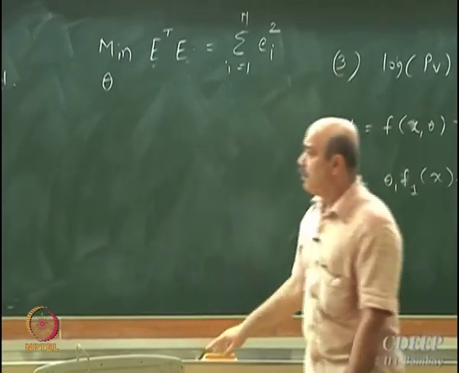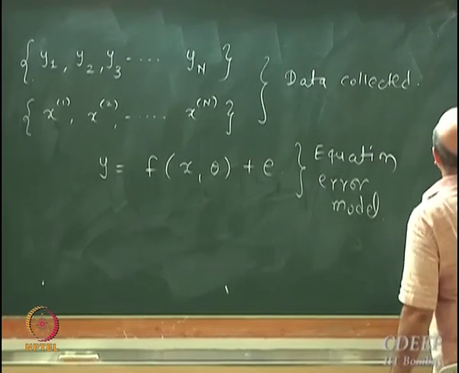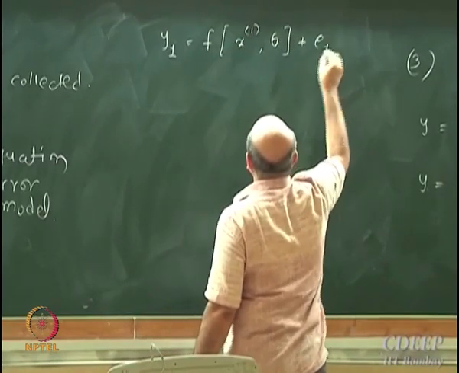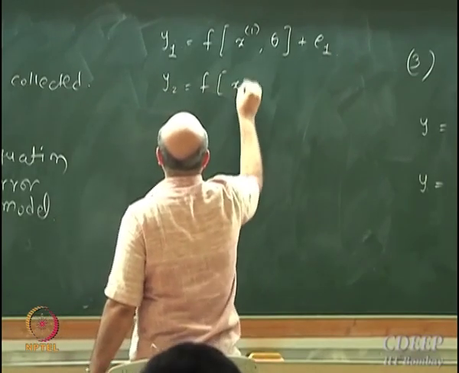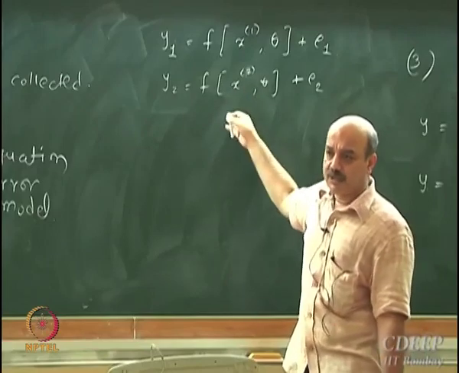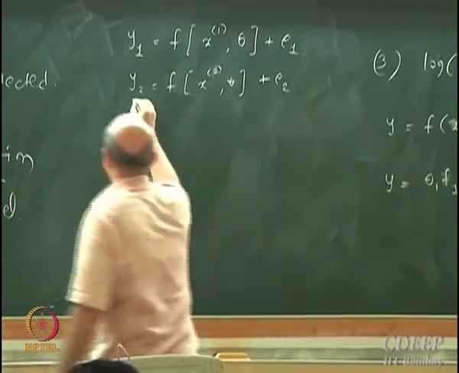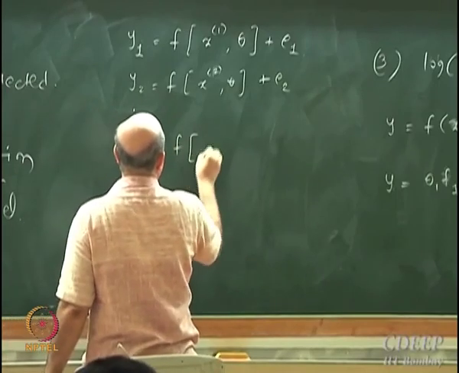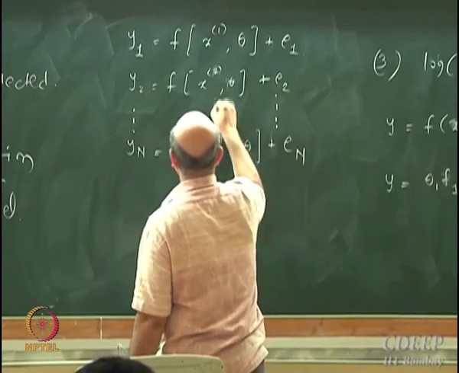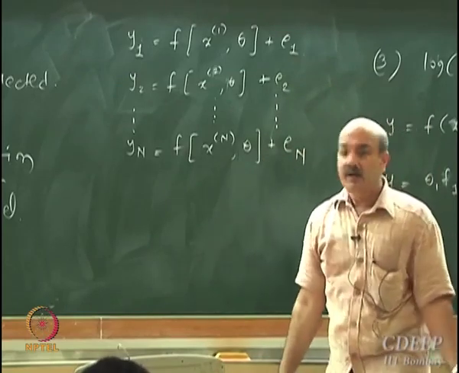In this case, my problem would be very similar. I have these equations coming from this data. y1 is equal to f of x1 theta plus e1. y2 is equal to f of x2 theta plus e2. These are my data points, y1, y2, x1, x2. I am just substituting them in my equation form. How many equations will I get? Capital N equations, a large number of equations. Likewise, I will get yn is equal to f of xn theta plus en. I got these capital N equations. In how many unknowns? Theta. There are only m unknowns.